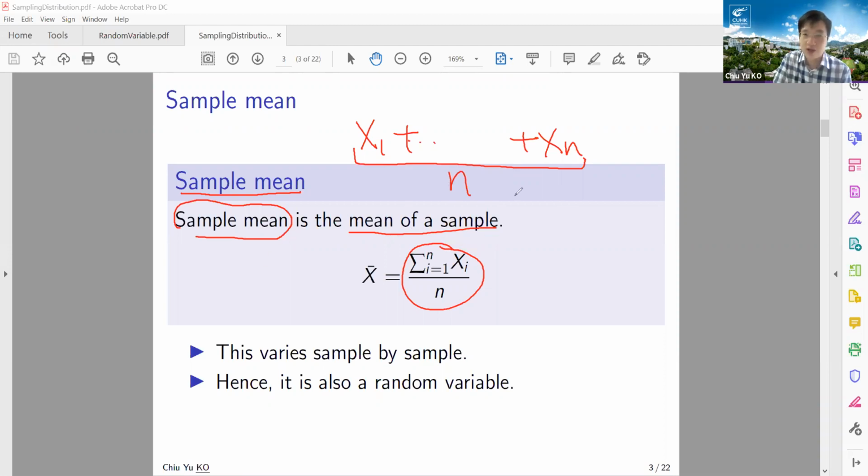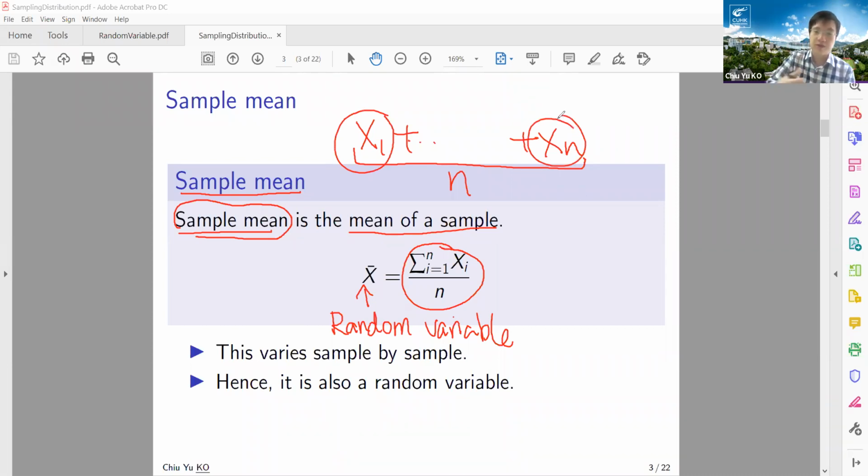But do note that, while you laugh, and I understand it's a funny name, this turns out to be a random variable too. Why is that the case? Because this number depends on what we draw. Before you draw, you don't know the number. It can be any number. Just ask, do you support Trump or not? X1 to Xn will be different. So at the end of the day, this sample mean is something that you don't really know.